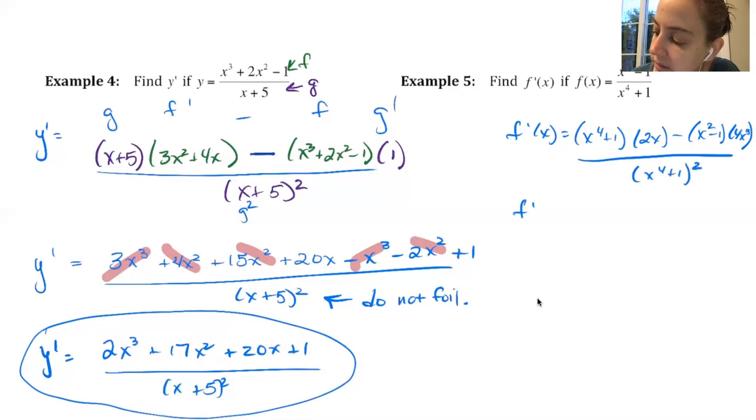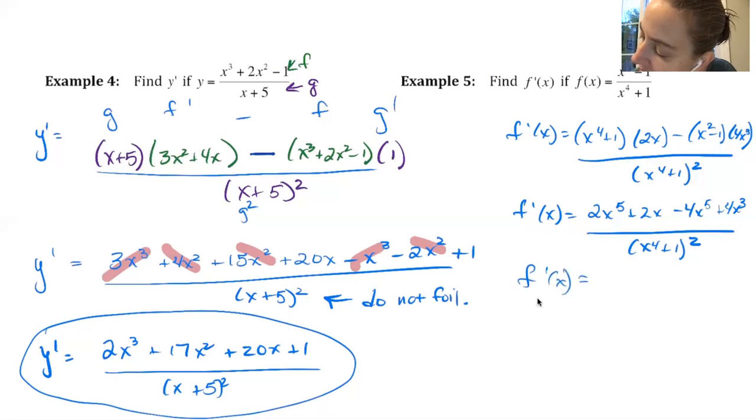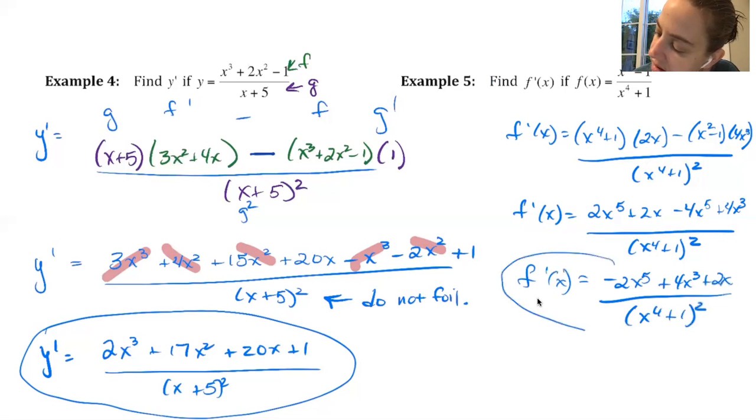Remember, you cannot cancel the x to the 4th plus 1. It doesn't work. But let's distribute. I've got 2x to the 5th plus 2x minus 4x to the 5th plus 4x cubed, all over x to the 4th plus 1 squared. What else? We got some like terms up here. So this is negative 2x to the 5th plus 4x cubed plus 2x, all over x to the 4th plus 1 squared. All right, there we go, quotient rule.